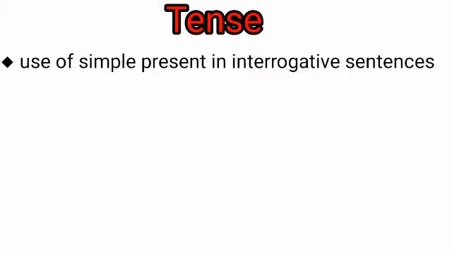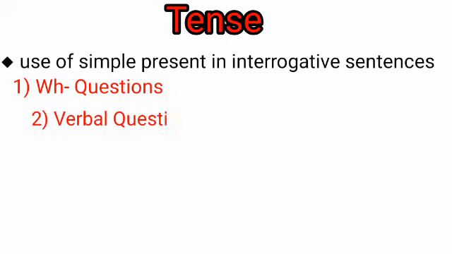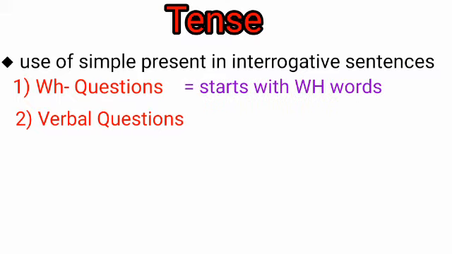Interrogative sentence means nothing but questions. Now, there are two types of interrogative sentences, means two types of questions. Those are WH questions and verbal questions. Always keep in mind that a WH question starts with WH words like what, where, which, when, why, how, etc.